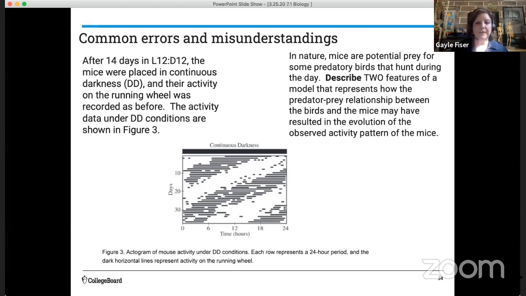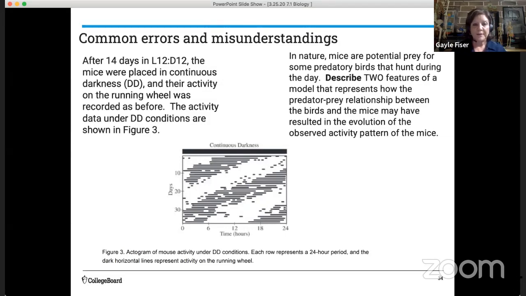Okay, so let's take a moment to think about what we just saw. The mice are active when it's dark and not when it's light, okay? In nature, mice are potential prey for some predatory birds that hunt during the day. Describe 2 features of a model that represents how the predator-prey relationship between the birds and the mice may have resulted in the evolution of the observed activity pattern of the mice.